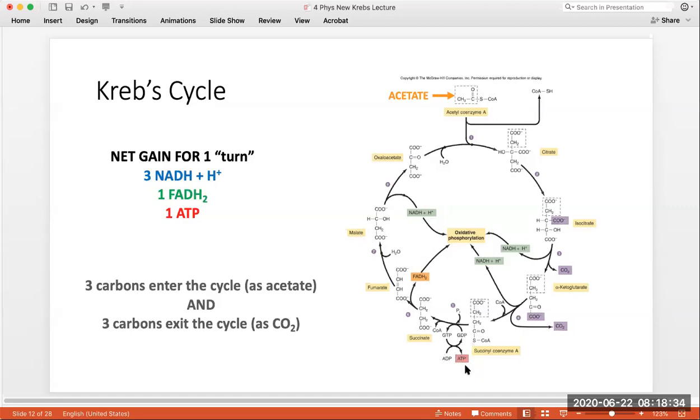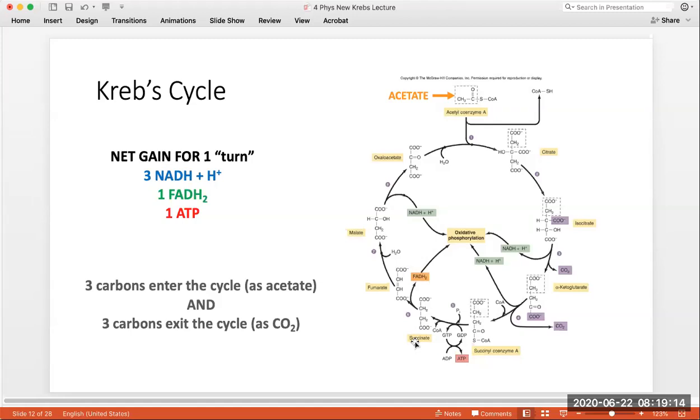So 1 ATP is made, and you have an enzyme that's pulling that phosphate off of a substrate and transferring it to ADP to make ATP. That substrate is GTP. So here, initially, you have an inorganic phosphate that's just coming from the pool of phosphate groups hanging out inside of the mitochondria. So you get a free phosphate group attached to GDP to make GTP, and then you can pull the phosphate off of GTP and add it to ADP to make ATP. Again, the coenzyme comes off, and you've converted succinyl coenzyme A to succinate.